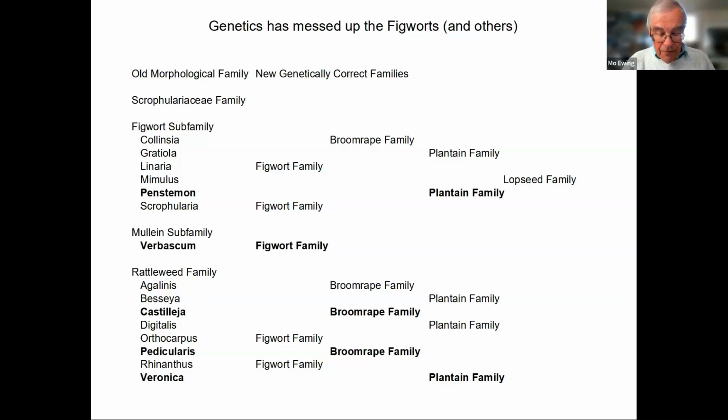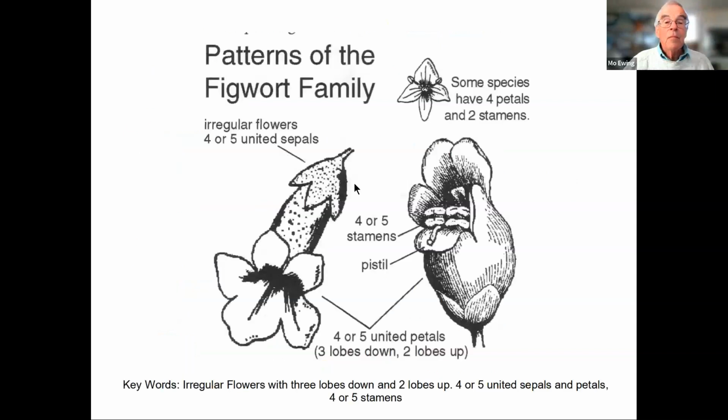So the movement of the old figworts into the new different families with special subfamily categories is so chaotic that I'm going to describe the figworts using the old morphological families, these three: figwort, mullein, and rattleweed. So let's start with the figwort family.